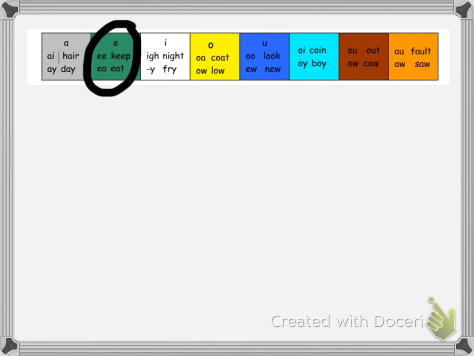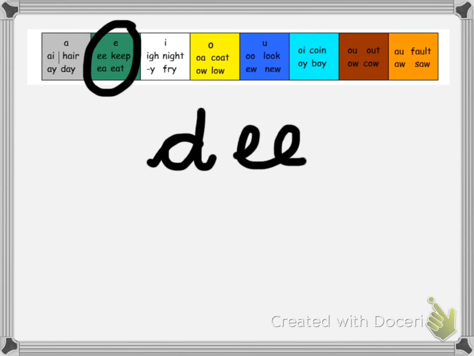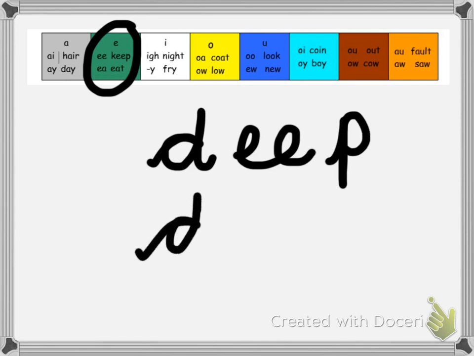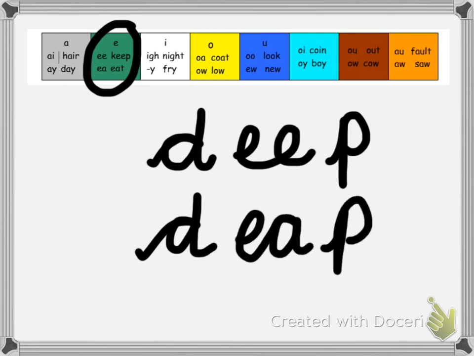So if we want to spell the word deep, we can write it both ways. D, E, E, P. And we might want to try the other way as well, just to check. D, E, A, P. But your brain will probably remember how you have read that word in a storybook, and it will remember that the correct spelling is actually D, E, E, P.